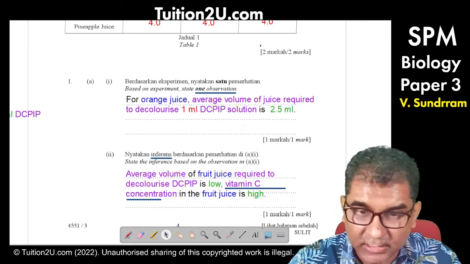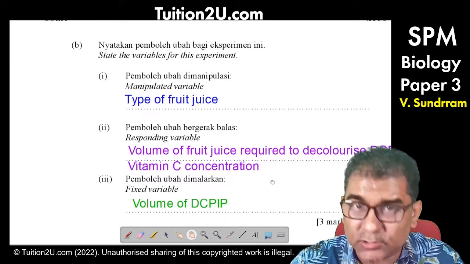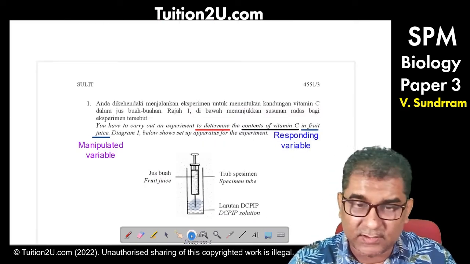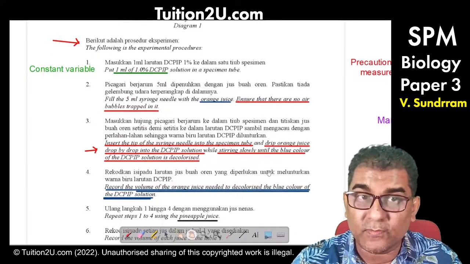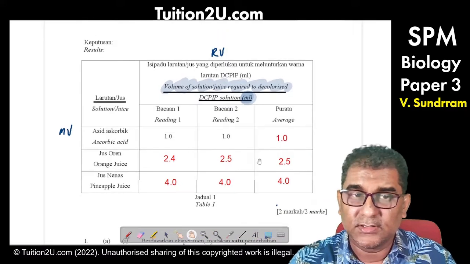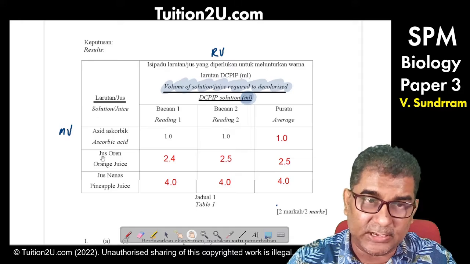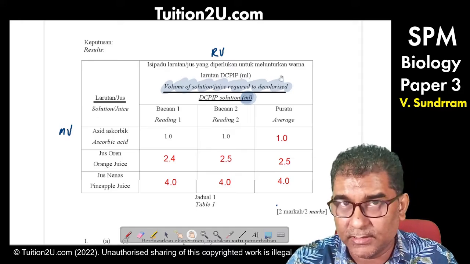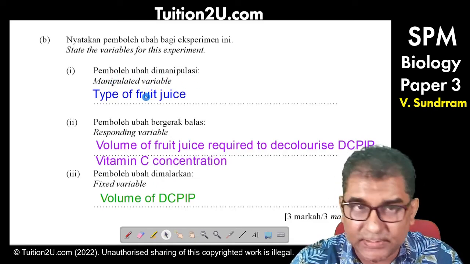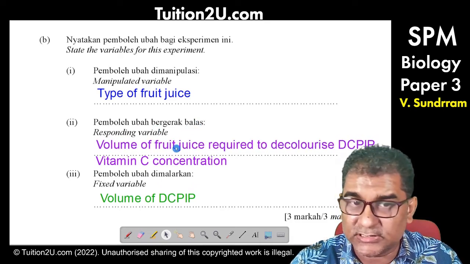So that is inference. After inference, we need to identify all the variables. I already told you where to get all the variables. You can get it from the first paragraph. You can get it from the procedure. You can also easily get it from the table. The table is one of the best places to get it, the easiest. The manipulated is here, the responding is here. And if you note, when it comes to manipulated variable, it is type of fruit juice. When it comes to responding variable, there are 2 answers.